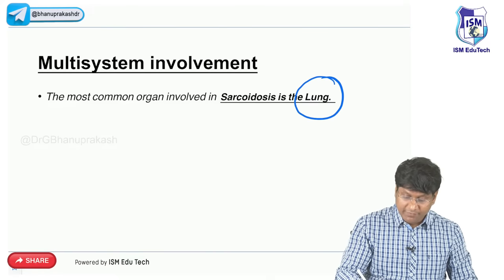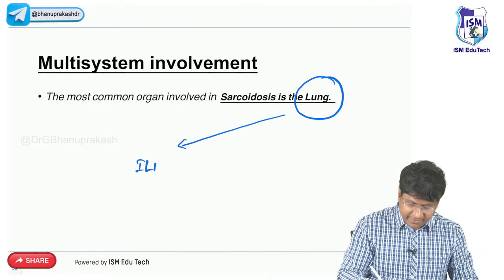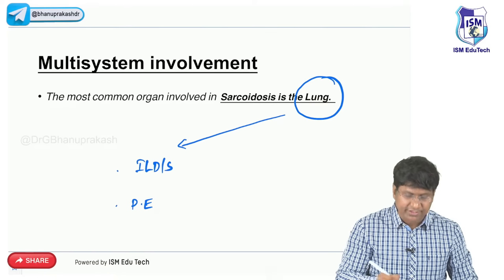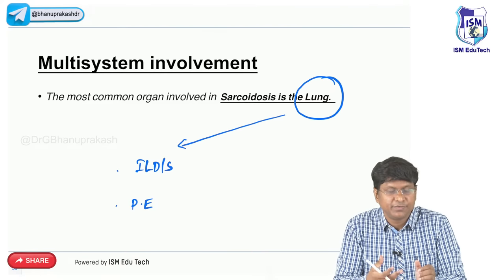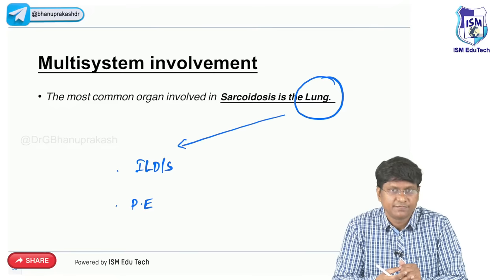And within the lung, what will be the involvement? That lung involvement will be in the form of interstitial lung disease. And very rarely, there can be exudative type of pleural effusion. So whenever there is interstitial lung disease, the clinical presentation of the patient will be in the form of exertional dyspnea. And they can also have dry cough, right?